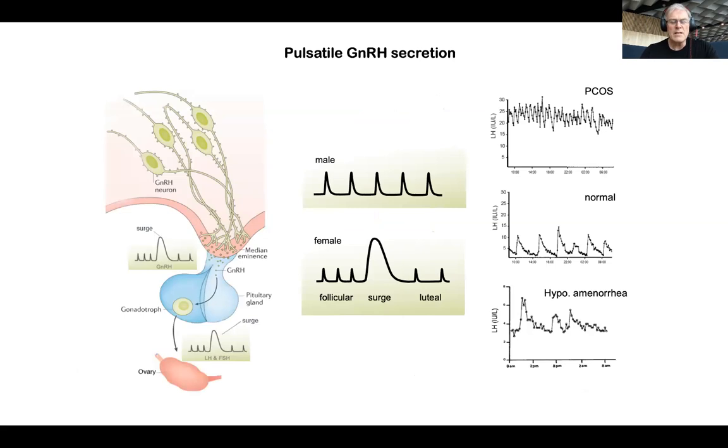This slide is really just a mere formality for this audience, but just reminds us that pulsatile GnRH secretion is what males do all the time, and that females have pulses as well as this surge pattern here, and that these pulses are really important for fertility. Here's normal LH pulses in a woman, and here's in PCOS, and here's in hypothalamic amenorrhea, both conditions associated with infertility. So we're using rodent models to try and understand these modes of GnRH secretion.